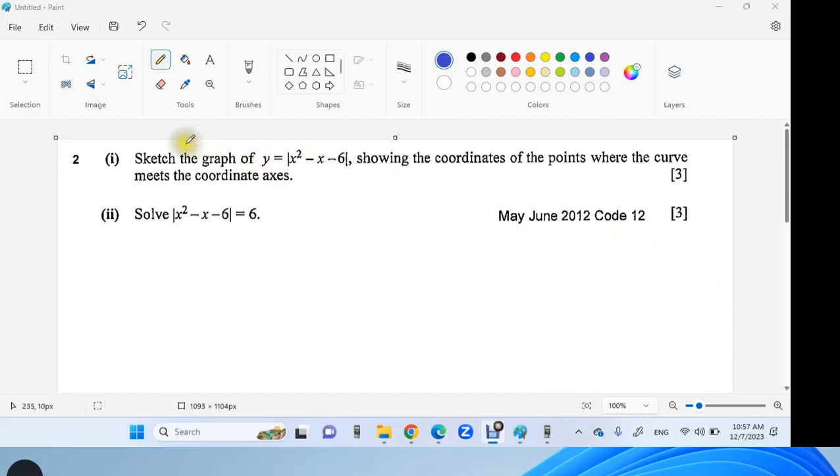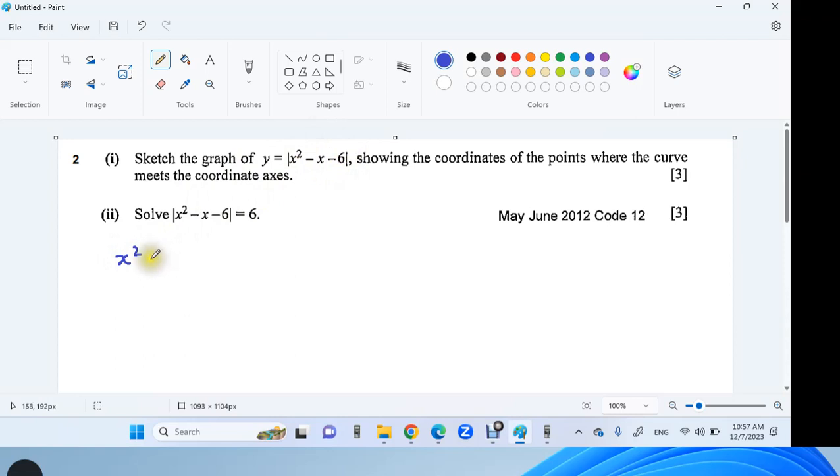Okay. We want to sketch a graph y equals x squared minus x minus 6. They want us to show the coordinates of the points where the curve meets the coordinate axes. So normally when we draw the graph, we will want to have the x-intercept, y-intercept, and the maximum or minimum point. Okay, so we don't draw the modulus directly. We draw it without the modulus first.